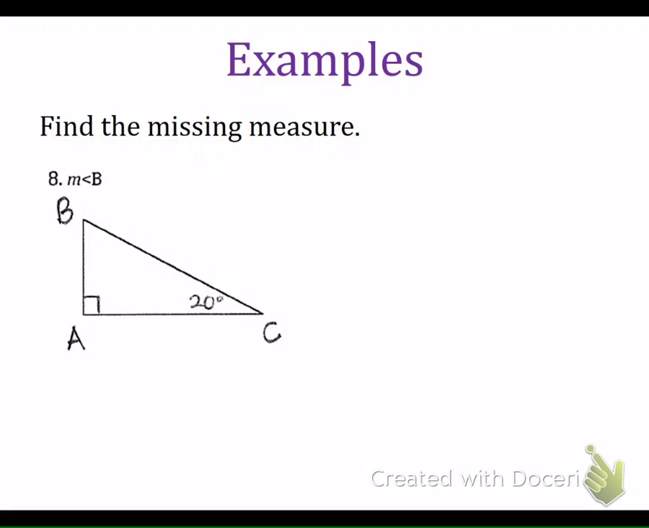All right, number 8. Focus. All right, so I have two angles. We have a 90-degree angle. We have a 20-degree angle. We're looking for the missing angle. Yep, 180 minus 90 minus 20 is, in fact, 70. What are your questions?